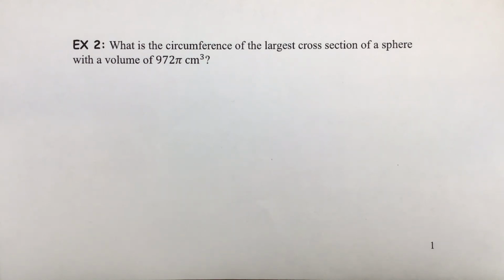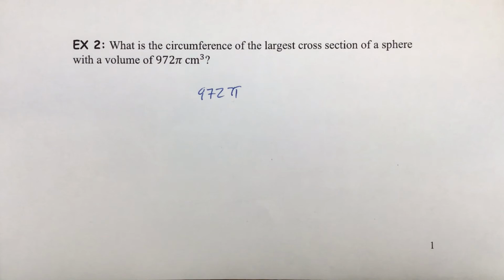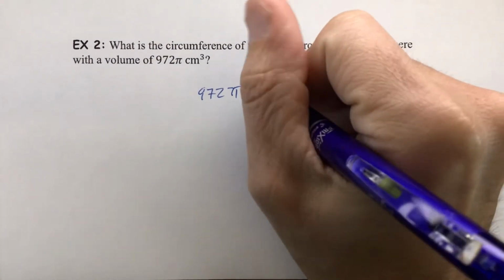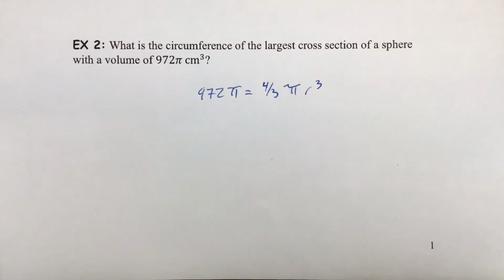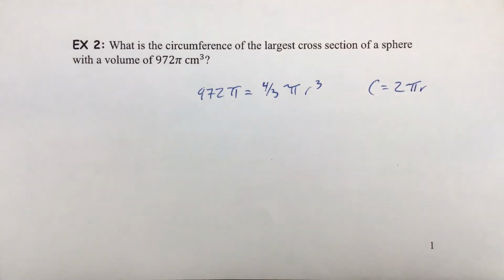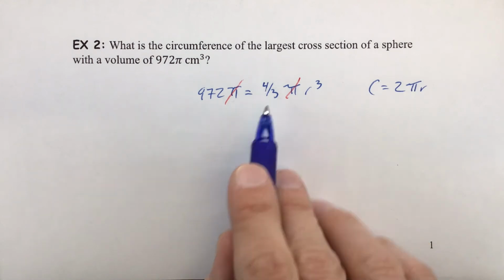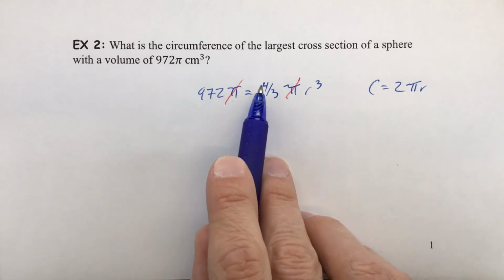So what we're going to do is take the volume, the 972 pi, and solve for the radius of the sphere. So we're going to set that equal to 4/3 pi r cubed. Once we get our radius, we can then plug it into the circumference formula and get the circumference of the largest cross-section. So from the very beginning, what you can do is just cancel out the pi. Okay, and then next we're gonna need to undo the 4/3. Okay, and to do that, what I tend to do is just multiply that number by the denominator, then divide by the numerator.